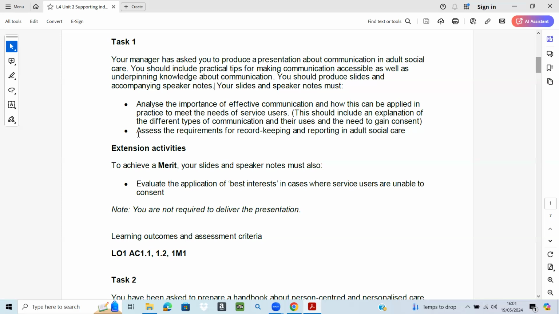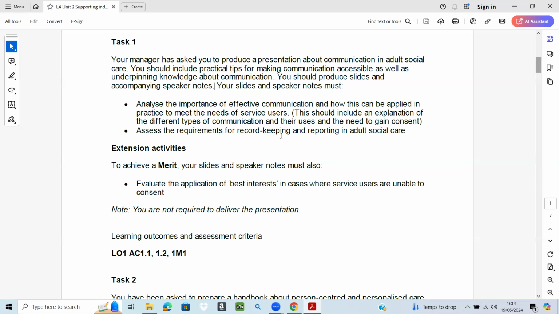Then the second bullet point which we need to discuss is we need to assess the requirements for record keeping and reporting in adult social care. As you all know, we discuss many things in these two bullet points, like verbal communication and non-verbal communication. So we need to give explanation and examples and types of communication. And also consent. We also discuss all these important aspects and we review them today as well.